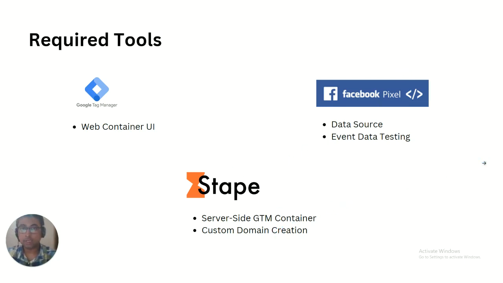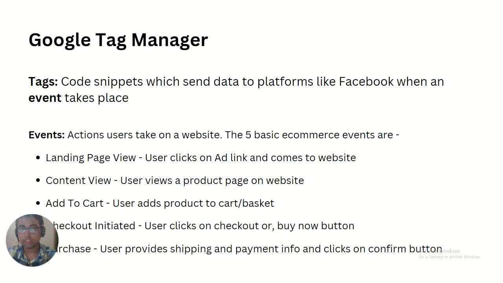Now let's get familiar with some basic concepts. For example, what is a tag? So a tag is a code snippet. It runs on your website and sends all the data related with an event to whatever destination you choose to send it to. In this case, we are going to set up the tags so that event data is sent to your Facebook's pixel.